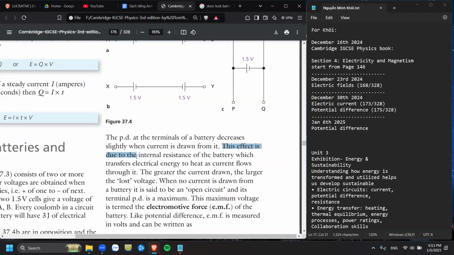This effect is due to the internal resistance of the battery, which transfers electrical energy to heat as the current flows through it. So imagine, you know that when you use your phone for many hours, your phone will heat up, right? Inside your phone, there's a battery, of course. Everything that uses electricity will heat up, and the battery will also heat up too, because inside a battery, there's also a resistance. And it means the battery uses some of its electrical energy to create that heat.